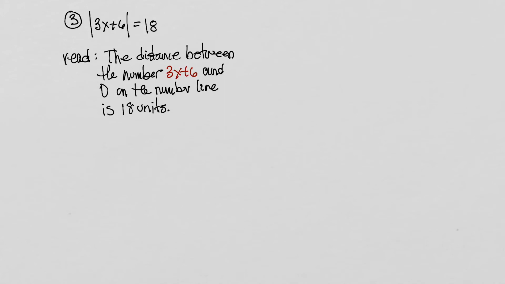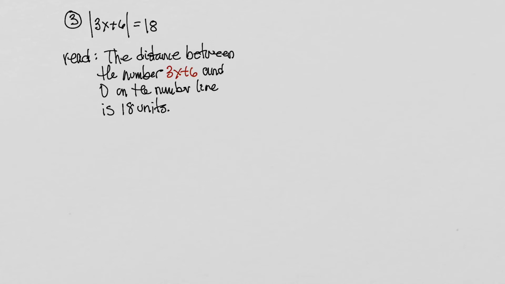So we can just translate this symbolic statement to an English statement by reading it directly on the left side. As soon as you see absolute value, you think distance, and maybe even think of this as a template and just fill in the blanks. How do you read this? The distance between the number 3x plus 6 and 0 on the number line is 18 units.